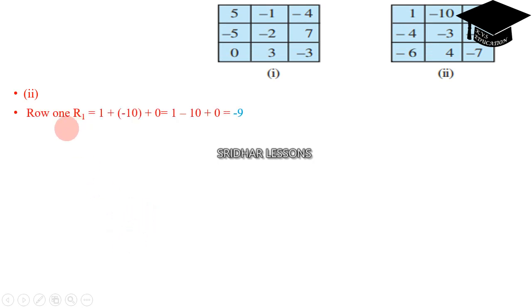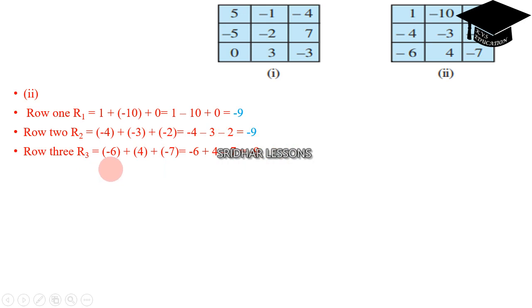And for figure 2, row 1 value is 1 plus (minus 10), which is 1 minus 10, which is equal to minus 9. For row 2: minus 4 plus (minus 3) plus (minus 2), which is minus 4 minus 3 minus 2, which is equal to minus 9. Row 3: minus 6 plus 4 minus 7, that means minus 6 plus 4 minus 7, which is equal to minus 9.